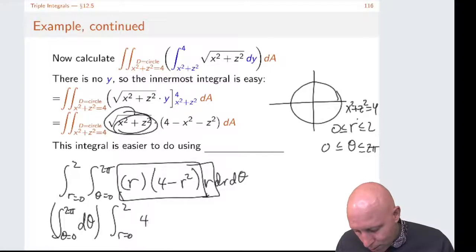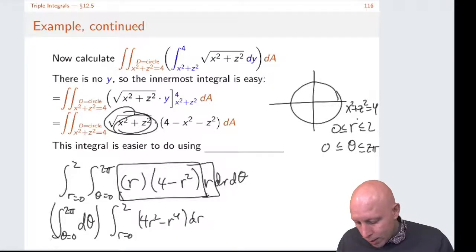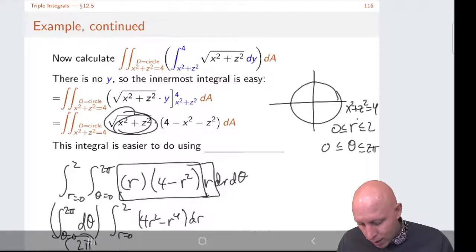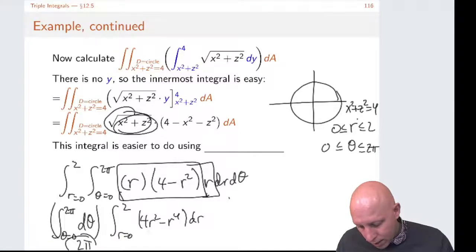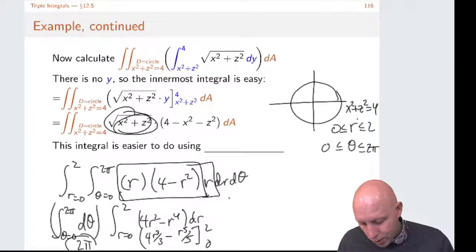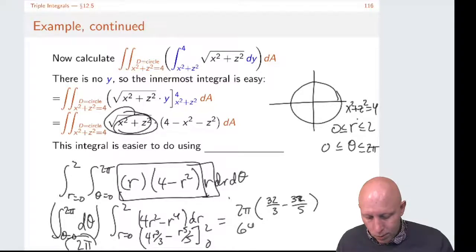And what do we have? We have 4r squared minus r to the 4th dr. This first integral gives us just 2 pi, and the second integral gives us 4r cubed over 3 minus r to the 5th over 5, evaluated from 0 to 2. So we get 2 pi times 32 thirds minus 32 fifths. So that's 64 pi times 5/15 minus 3/15, which gives us 128 pi over 15.